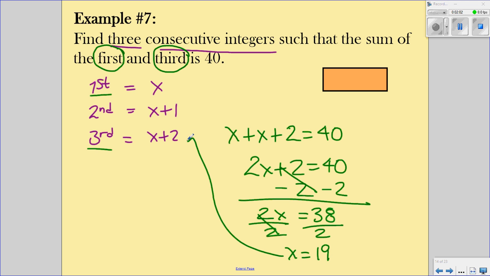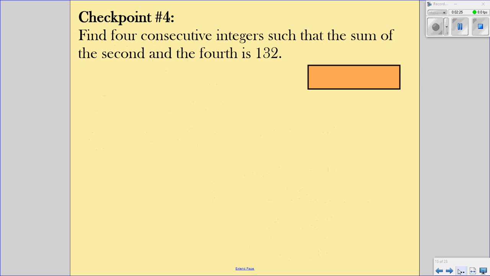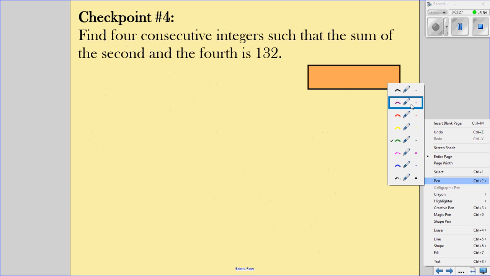You're not done because you need to plug this in. So your first number is 19, your second is 20, and your next is 21. So like I said, pay attention to what they're asking you for. You read first, you read twice. You read the first time just to get the gist of what's going on. The second time, pick the information that they give you and find out what they're asking you to do. All right, let's go on to the next one.